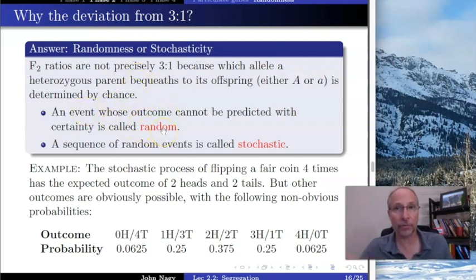That's the technical definition of random. It doesn't necessarily mean surprising. It doesn't necessarily mean anything along those lines. It simply means that you can't predict the outcome of the event. Okay? Now, if you have a sequence of random events, we call that stochastic. You'll hear people talk about stochastic and random as if they were the same term, and they're not really. Random just means an event that can't be predicted. Stochastic is a series of such random events.